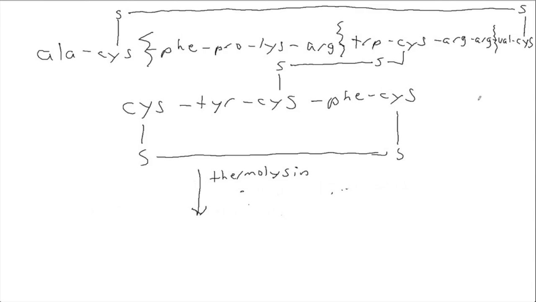Hold on a second. Between cysteine and tyrosine on the bottom one. Anywhere else? And between cysteine and phenylalanine. Okay. All right, so we're about out of time.